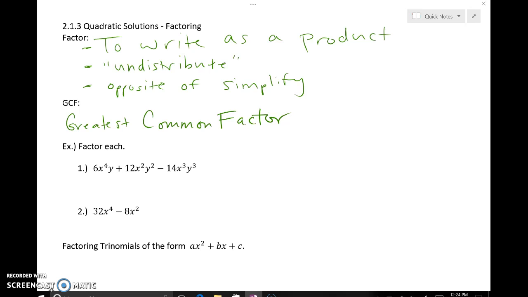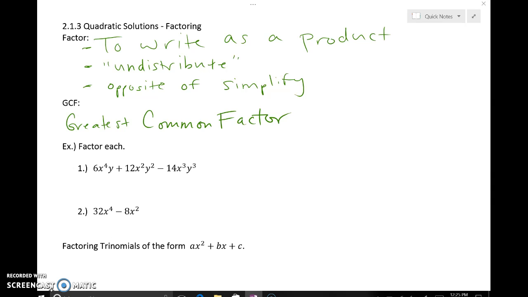You can pause your screen and write this down if you'd like. To factor means to write something as a product or a multiplication problem. Another way of thinking about that is to undistribute, so you're working backwards. Another way of thinking about that would be to do the opposite of simplifying. So it's like taking the answer and then working backwards to the multiplication problem that you would have distributed to try to simplify. All right, so let me show you what I mean when I say greatest common factor.